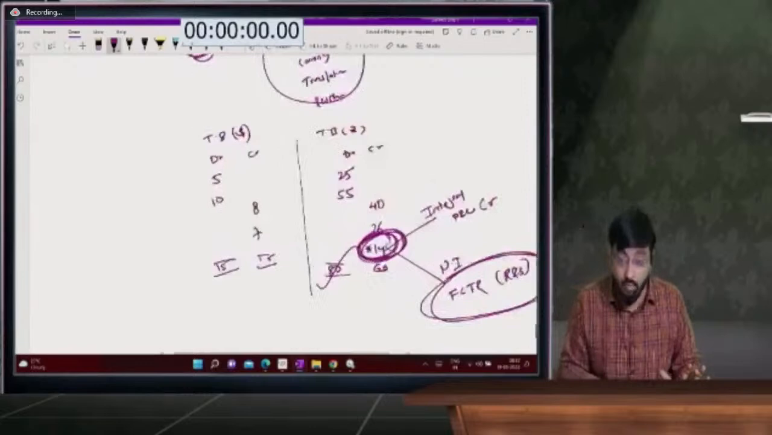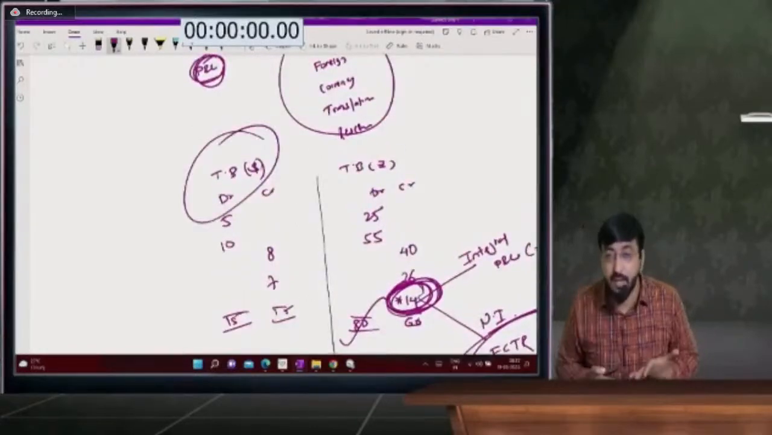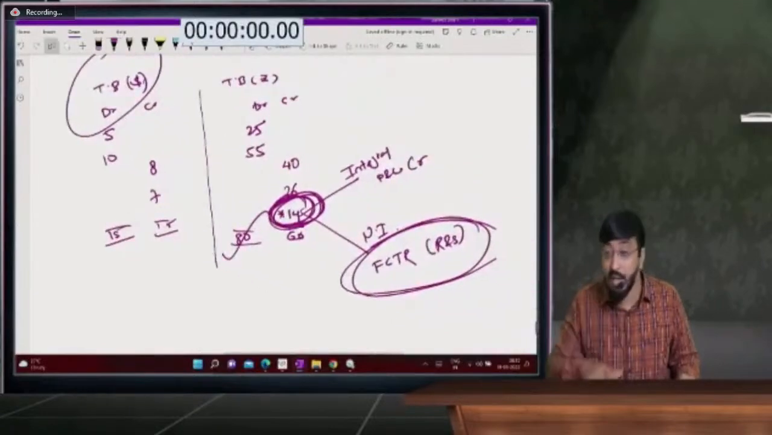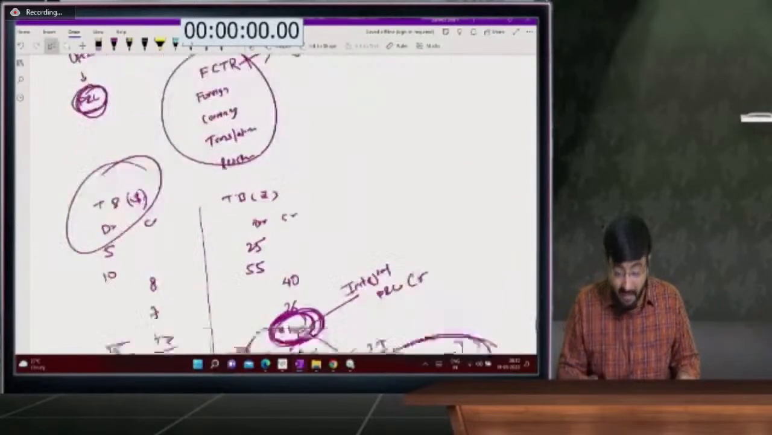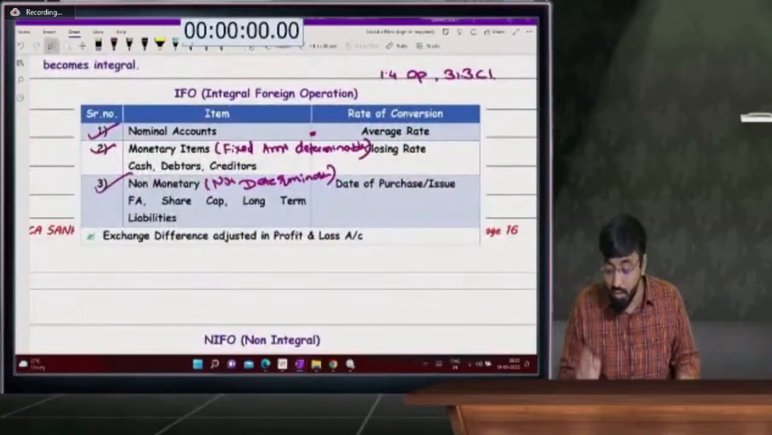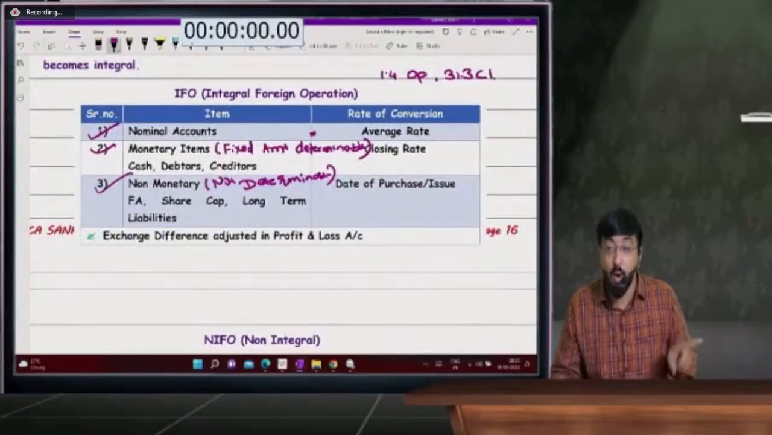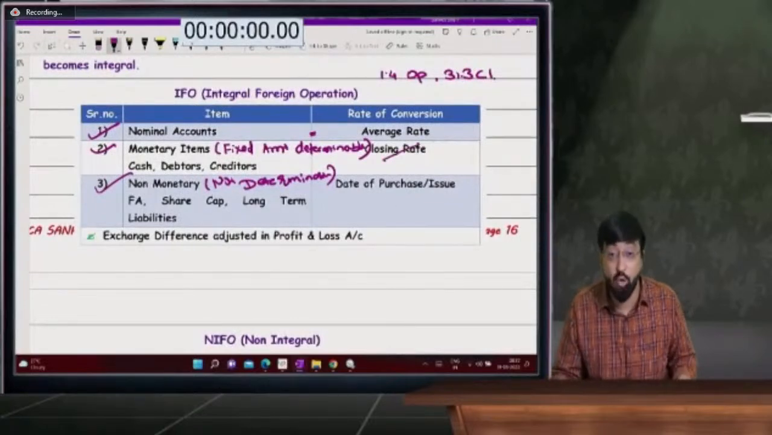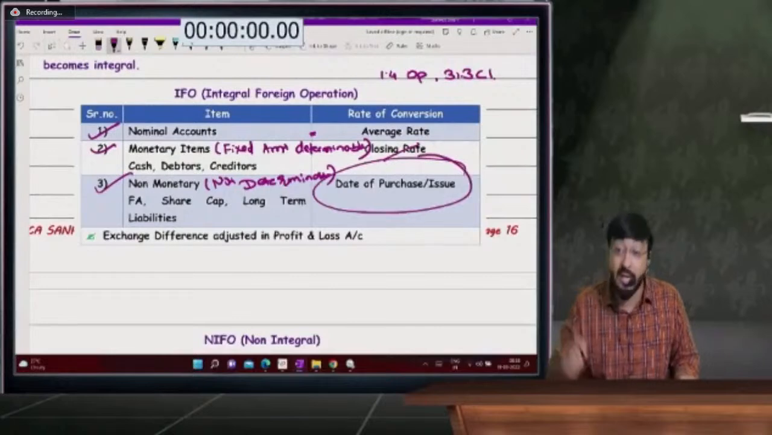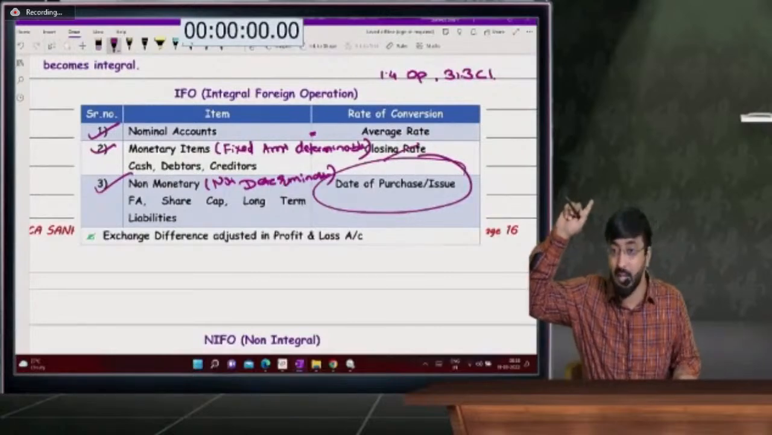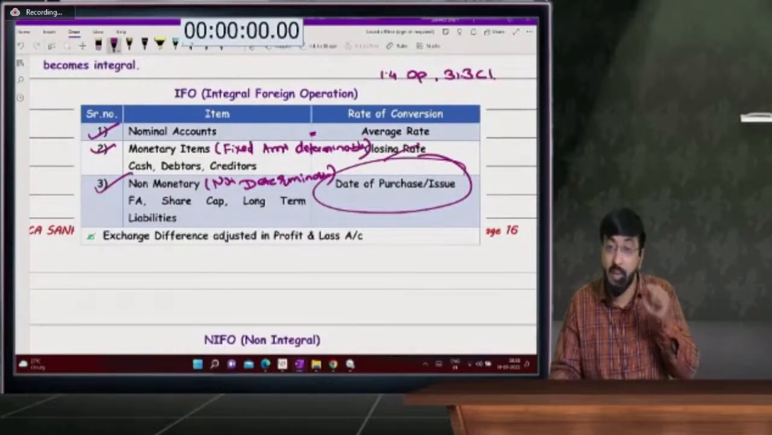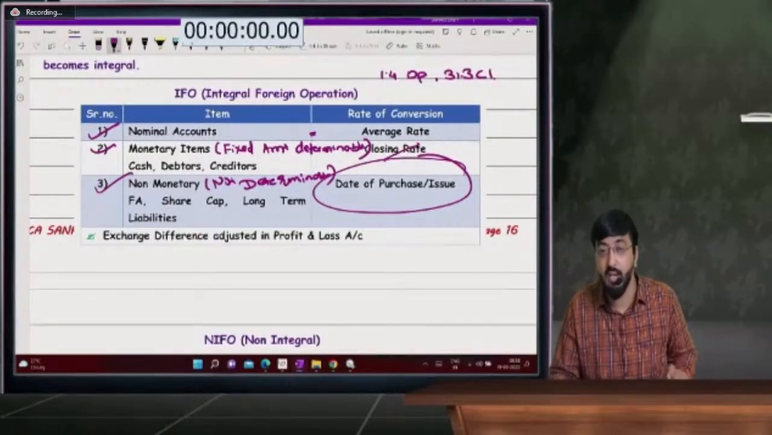So after conversion, yes beta, definitely the dollar trial balance is going to tally. But the trial balance in rupees, when you convert using those rates. Now what are the rates? I already explained them to you. Nominal accounts, you have to multiply by the average rate. Monetary items, you have to multiply by the closing rate. And non-monetary items, you will multiply by the date of purchase rate. When you bought that asset, whatever rate was there at that time, you are going to multiply by that rate or divide by that rate. Okay, so multiply or divide.